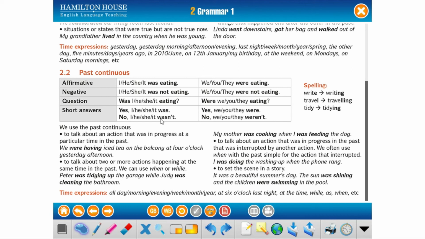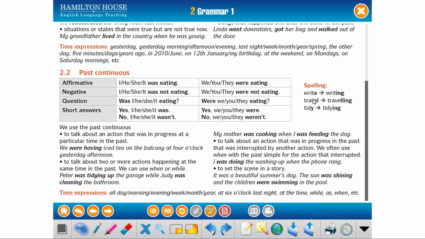These are the contractions. As I told you, instead of the o in not, we take it off and add an apostrophe: wasn't, weren't. Remember also the pronunciation of the w. We don't say wasn't like that, it is wasn't, and weren't.